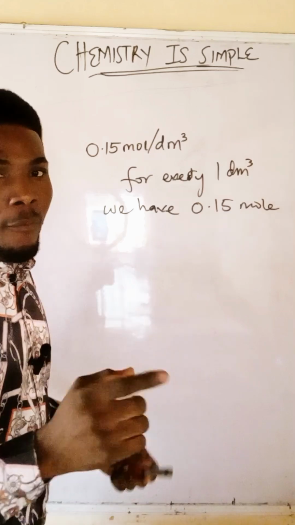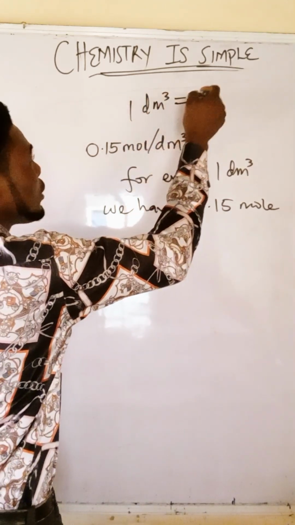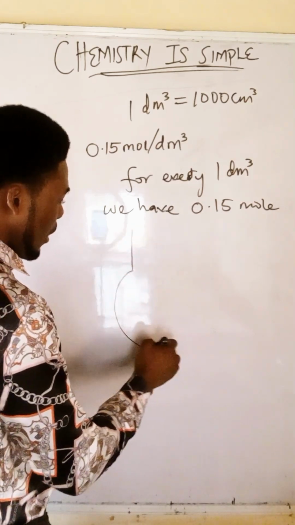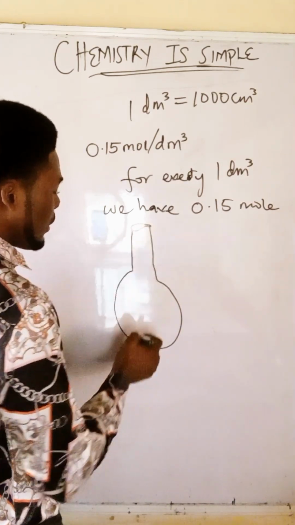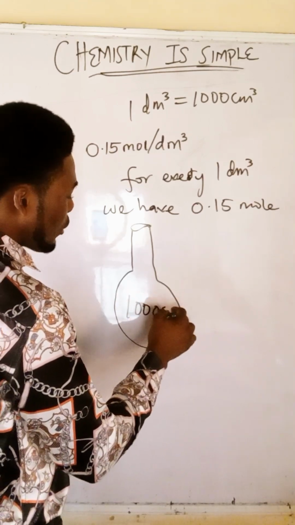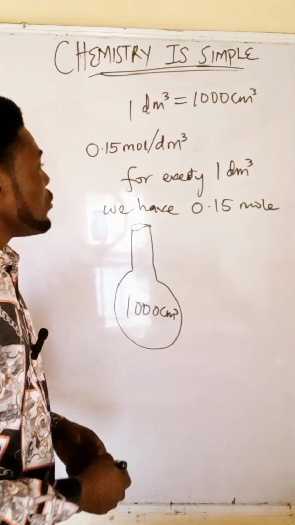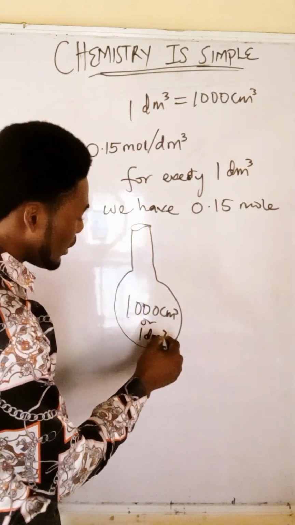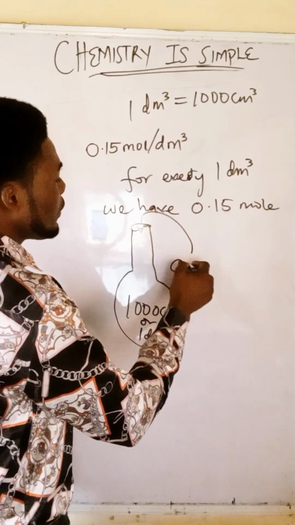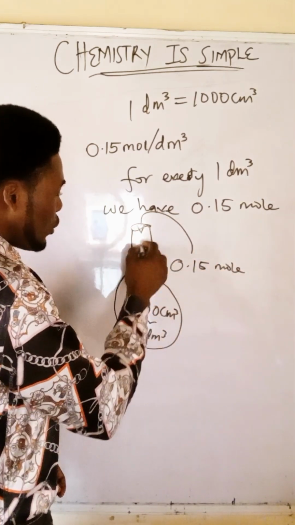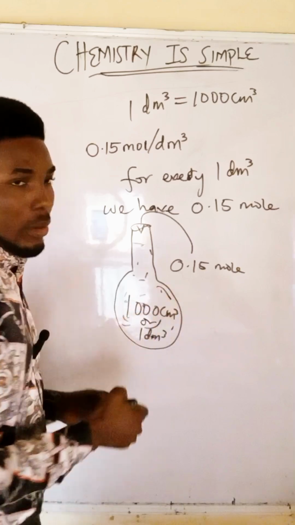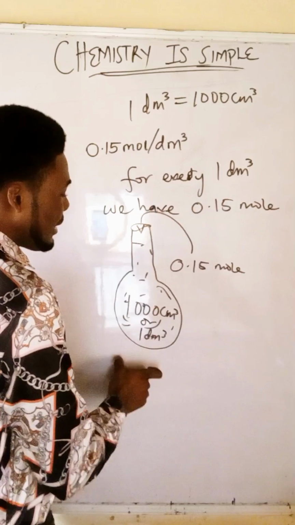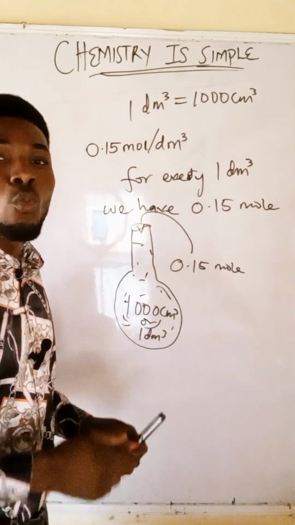Let us even take it further. Don't forget that 1 dm cube is equal to 1000 cm cube. Let me now say I have a container. I have this flask, and the capacity is 1000 cm cube. Okay? If you now see 0.1 mole per dm cube, it basically means that we dissolve 0.1 mole inside of the whole thing here. We carry 0.1 mole of that particular substance, put it in a container and fill the volume up to 1000.